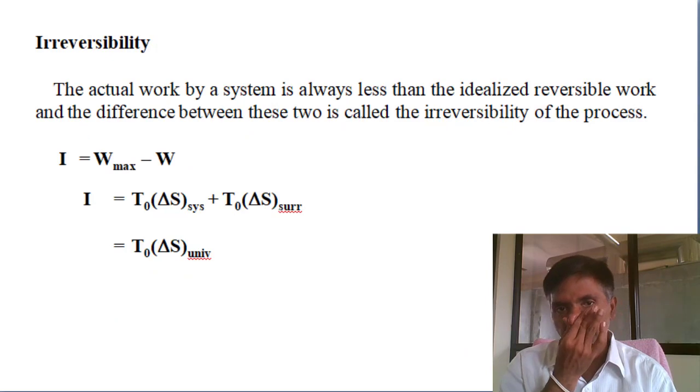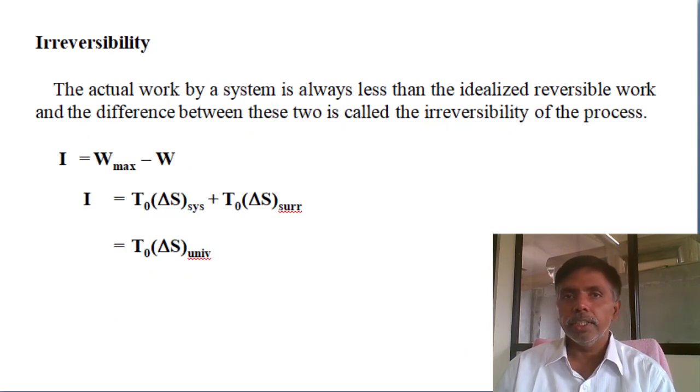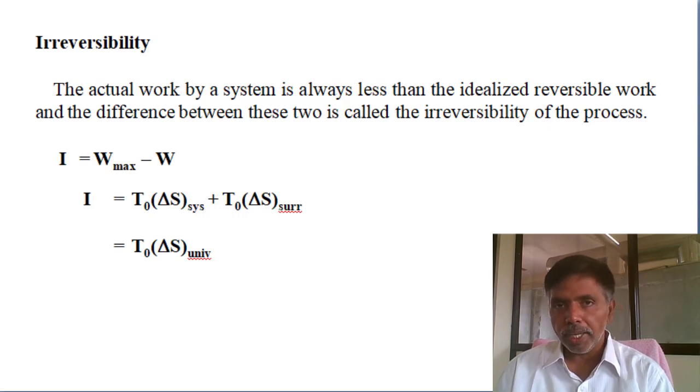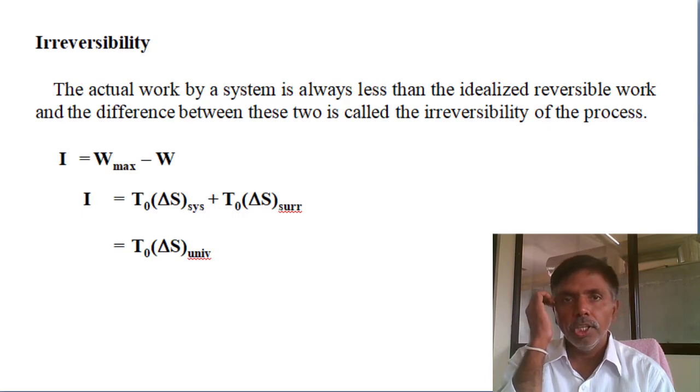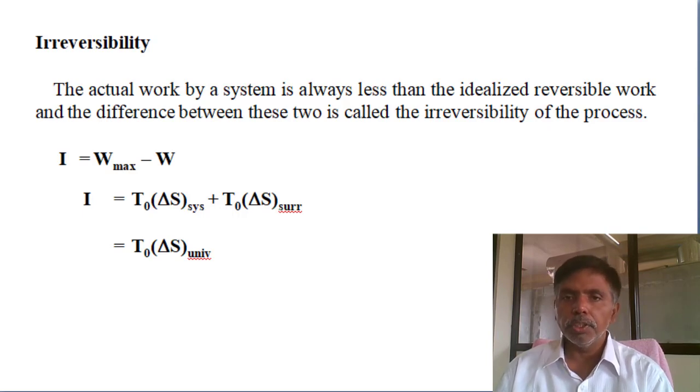What is irreversibility? The change in entropy of system plus surroundings into T0, that is the unavailable energy. That is only the irreversibility. Or work max minus actual work, that difference is also called irreversibility. The actual work by the system is always less than the idealized reversible work. The difference between the two is called irreversibility.